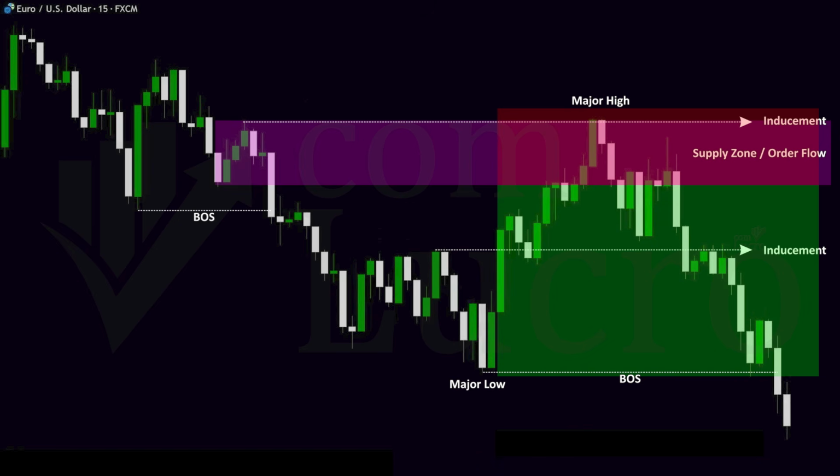To wrap up, mastering inducement allows you to move beyond surface-level price action and truly understand how liquidity drives the market. By combining market structure, confirmed breaks of structure, and precise inducement identification, you gain the ability to filter out deceptive moves, focus only on high-probability zones, and align your trades with institutional intent. This is what shifts your trading from random execution to a structured, disciplined, and consistently repeatable approach in real market conditions.